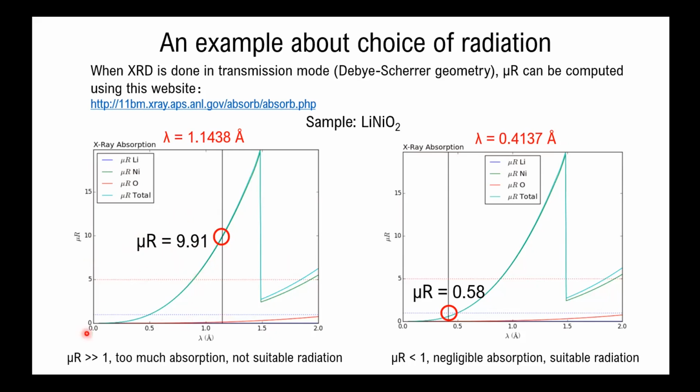So this is too large, and a muR of around one is kind of a threshold we need to be aware of, right? If we use a very short wavelength, like the wavelengths for 11-BM and also for 17-BM at APS, you can see now we have a very small muR value, meaning the X-ray is almost penetrating through the sample. There's negligible absorption from the sample, and this is the ideal radiation for doing our experiment, right?